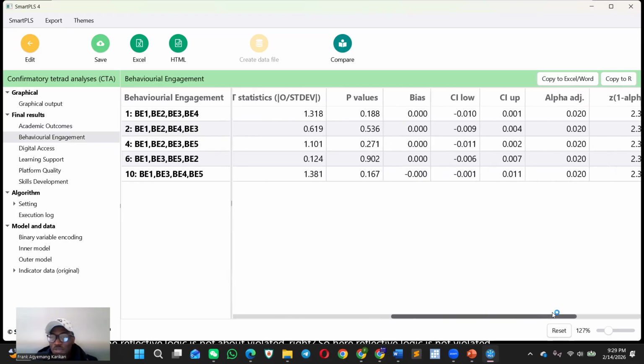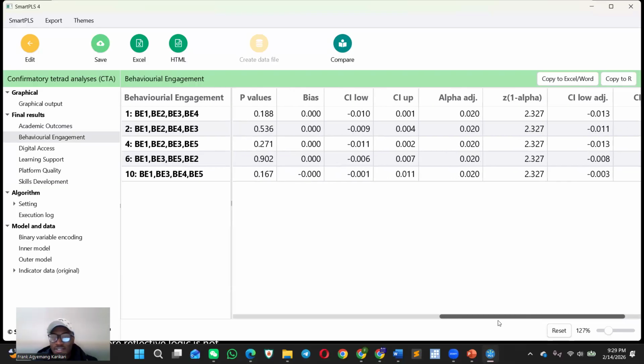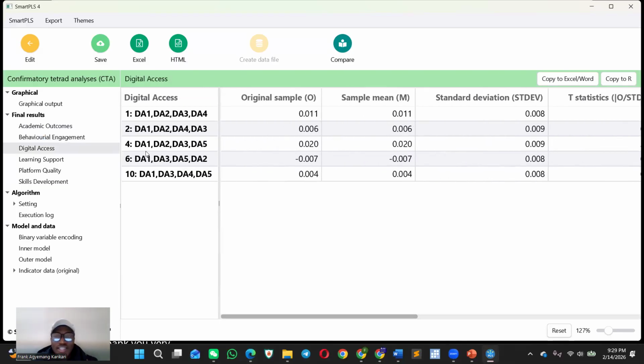Same way, let's look at the next one. You can see that significantly we have negative, and then this negative and positive, negative. So here, reflective logic is not violated.